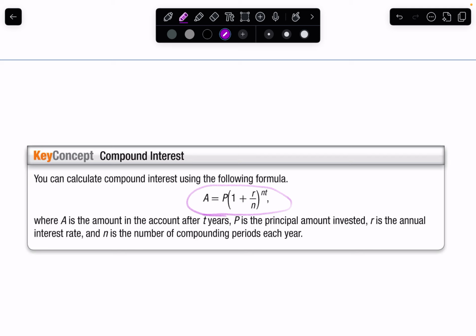So the R is the rate. The rate is going to be given to you as a percent. However, whenever we're plugging into a formula, remember that you cannot multiply by a percent. So you need to change your percent to a decimal. So if I had something like 5%, as a decimal it would be 0.05. Then N is the number of times it's compounded. So if it's annually, it's going to be 1. If it's monthly, it's going to be 12. If it's semi-annually, it would be 2. Those types of things. And then T is the number of years it's sitting in the account.